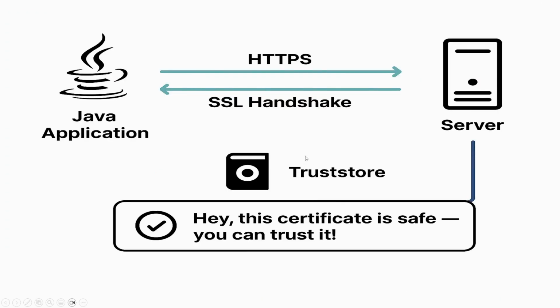Here is what happens behind the scenes. When a Java application connects to the server over HTTPS, it checks the server certificate against the Truststore. If the certificate isn't found or isn't trusted, the connection will fail with an SSL handshake error. So by importing our self-signed certificate into our Truststore, we are telling Java, hey, this certificate is safe, you can trust it.